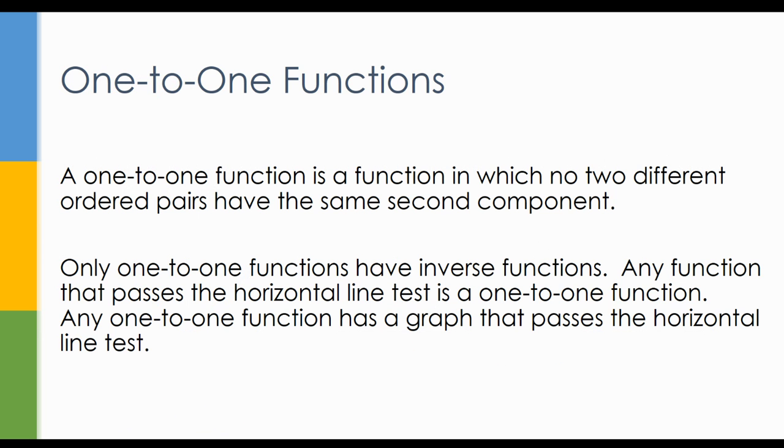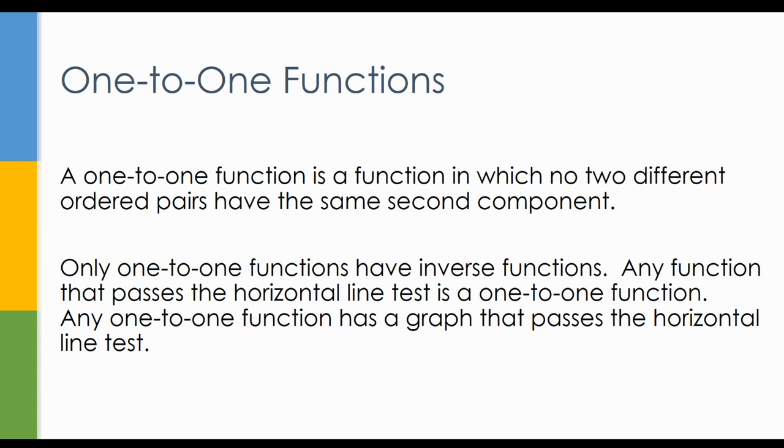All right, let's talk one-to-one functions. A one-to-one function is a function in which no two different ordered pairs have the same second component. So basically, second component is our y value. So only one-to-one functions have inverse functions. Any function that passes the horizontal line test is a one-to-one function. Any one-to-one function has a graph that passes the horizontal line test.